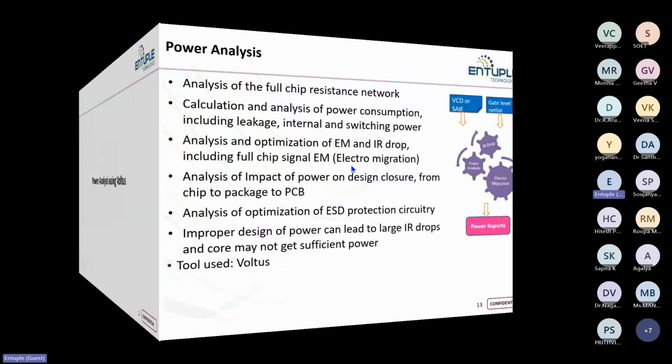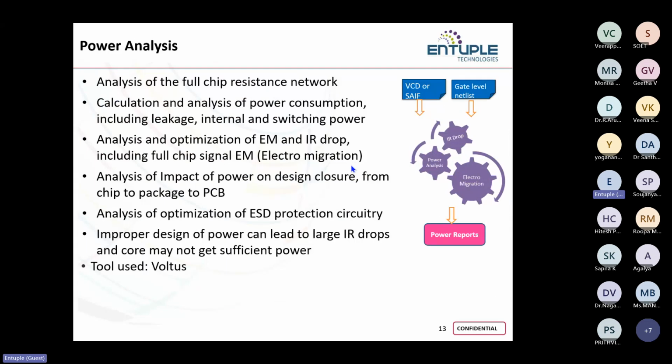So let's see what the flow is. If you see power analysis, you have the chip level and then the block level. If you go to chip level, each network and the metal layers have resistance values, so you have to extract RC. Once extracted, you will find the IR drop when the signal is traveling. So for the calculation of power consumption, there are three main parameters, three components in the power.